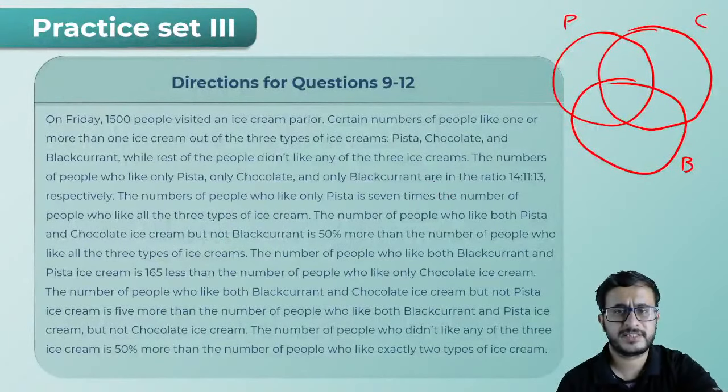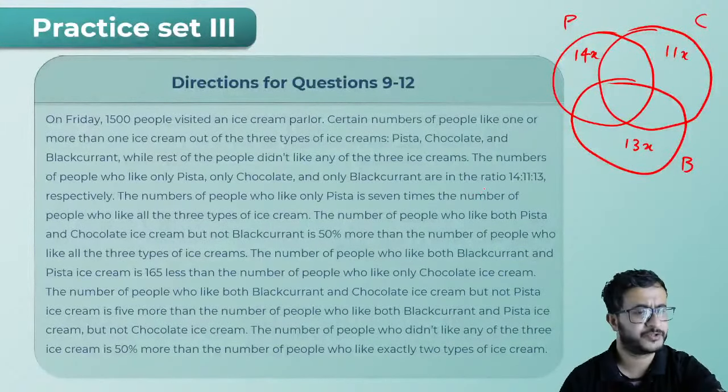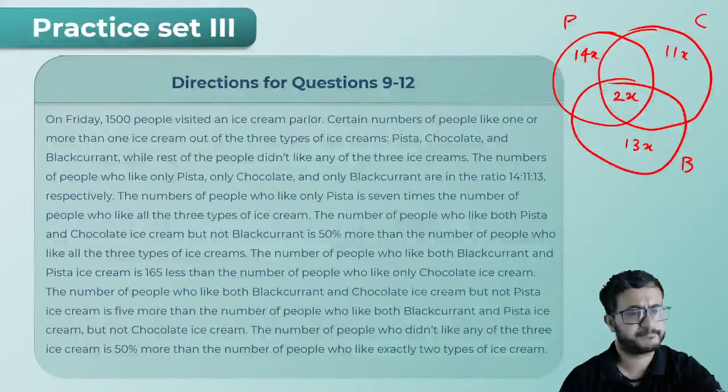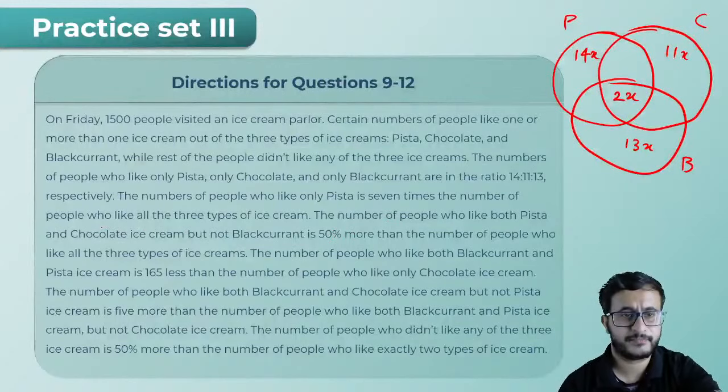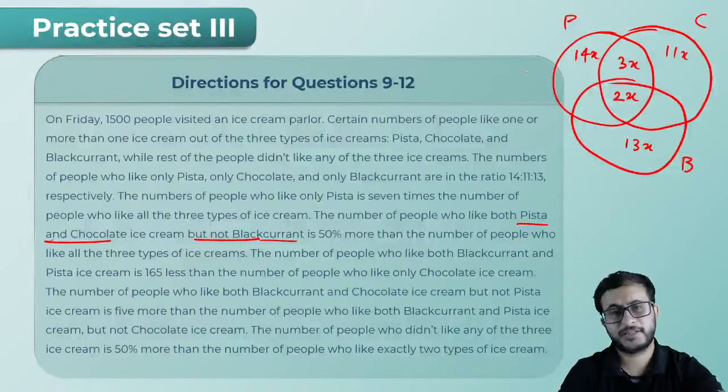First thing says the numbers of people who like only pista, only chocolate, and only black currant is in the ratio 14:13. These are the ratios of things. The number of people who like only pista is 7 times who like all three. So all three will be 2x. As simple as that. The number of people who like both pista and chocolate but not black currant is 50% more than who like all three. Pista and chocolate, you should be careful about these words, but not black currant. So this will be 3x, isn't it?